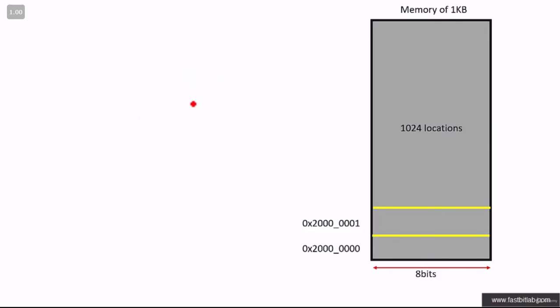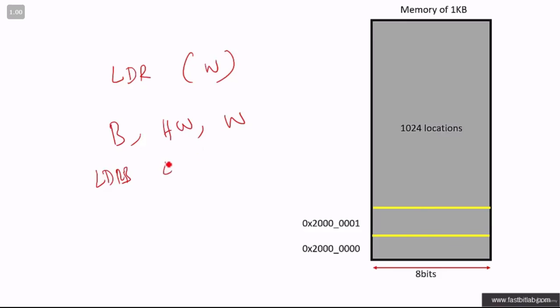What if you want to read 2 bytes at a time? Then you would be using the instruction LDRH, where H stands for half word. This is half word addressing. That means 2 bytes will be read and stored into the internal register of the processor. And after that, we have the instruction LDR. This is word accessing. We have byte accessing, half word accessing, and word accessing. For this, we use the instruction LDRB. For this, we use LDRH. And for this, we use LDR.